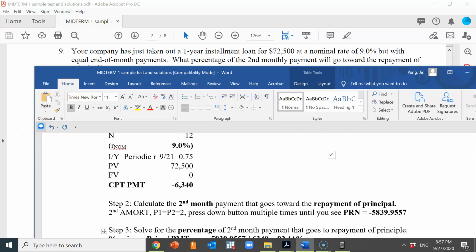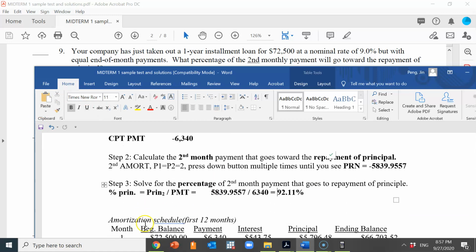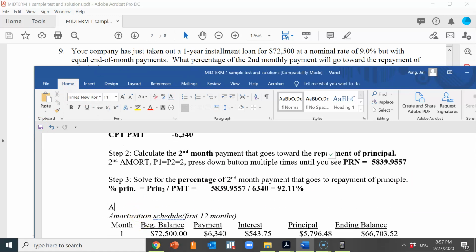Okay, an alternative way to solve for step 2. Calculating the repayment of principal in the second month, calculating the principal repayment in the second month, is using an amortization table.